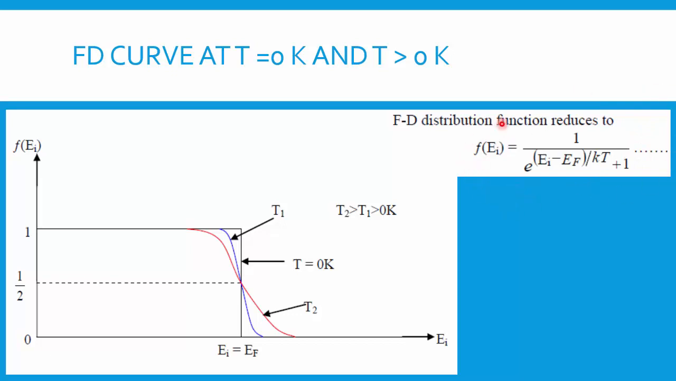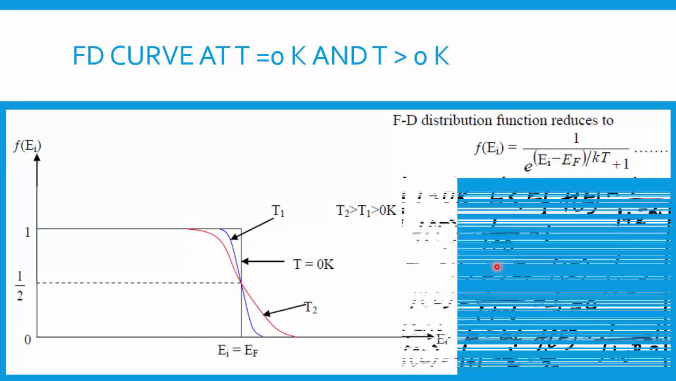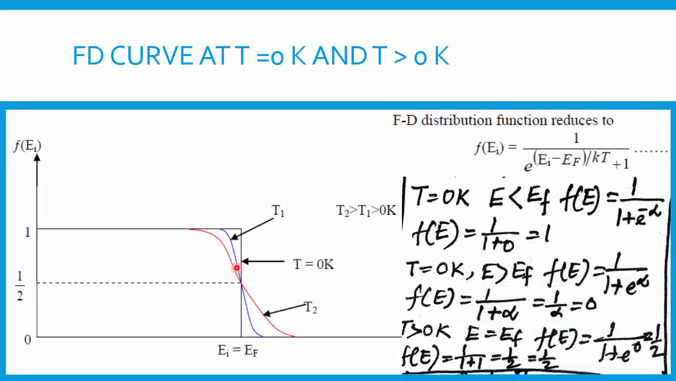So what is this? This is the probability or distribution function, 1 by e to the power of (E minus EF) by KT, plus 1. Now I'll try to explain this graph from this theory. How does it go at temperature T equal to 0 Kelvin? I have two parts of this graph, one is 1, another is 0. First I will explain the 1 part, the 1 state part. That means when the valence band is completely full.